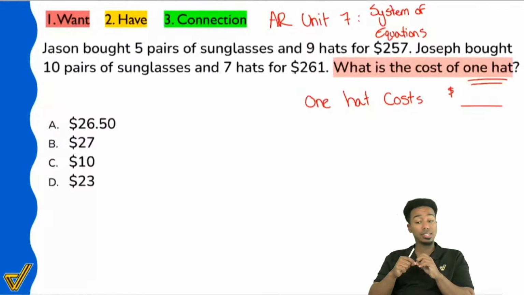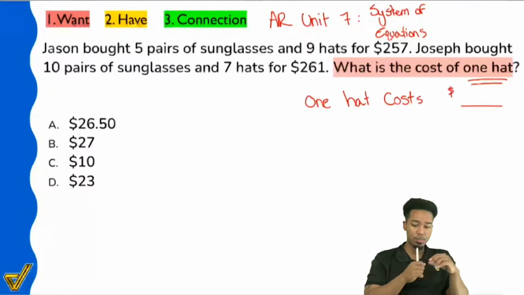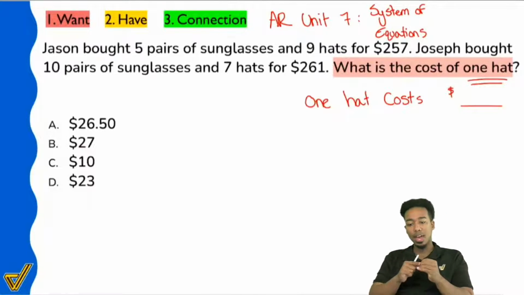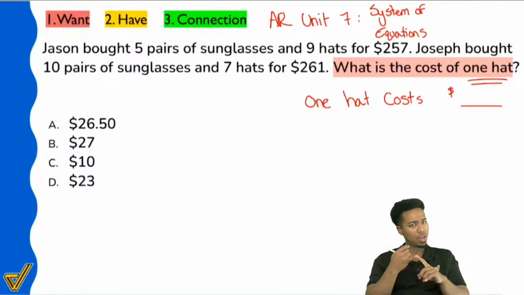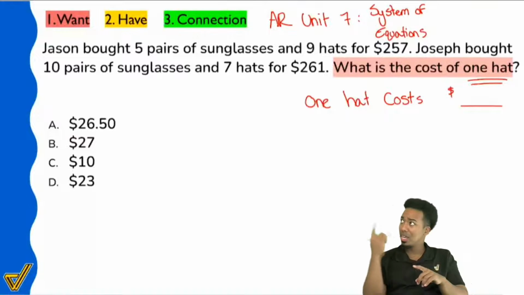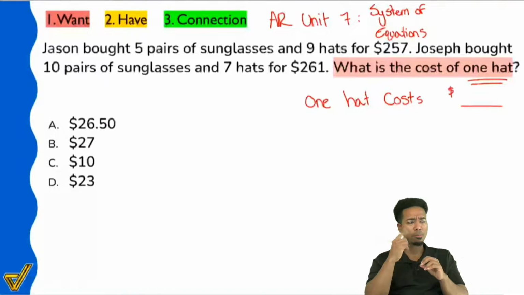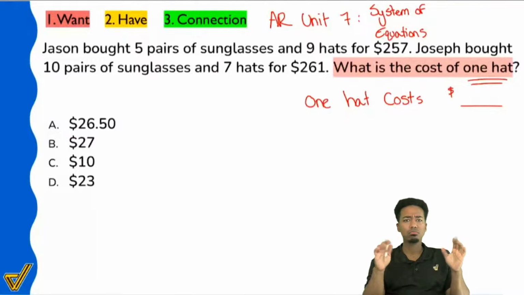Right, sunglasses. And in the chat box here, let's go ahead and keep it focused. So with that, notice we're looking for the cost of a hat. And in the problem, we're talking about the cost of a pair of sunglasses as well. Everyone, do they tell us what the cost of one pair of sunglasses is? No, they don't tell us.